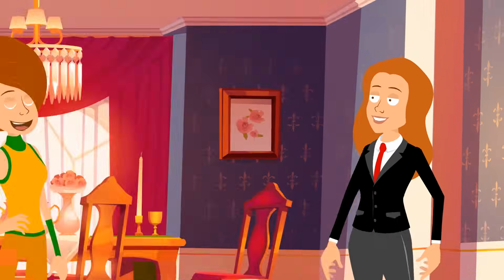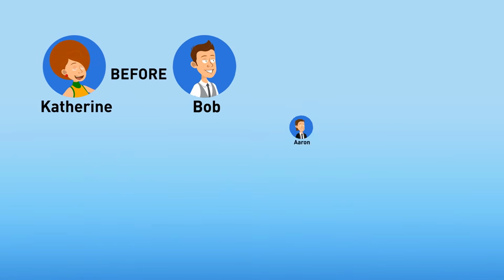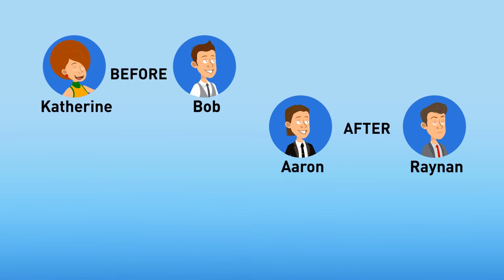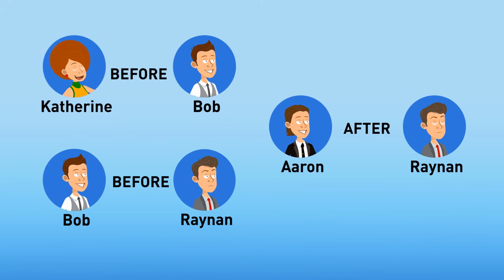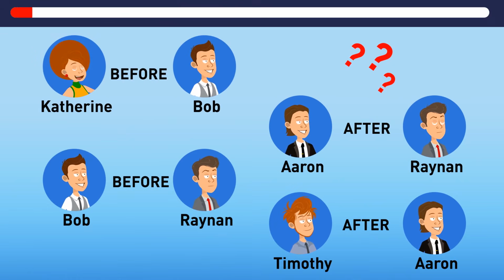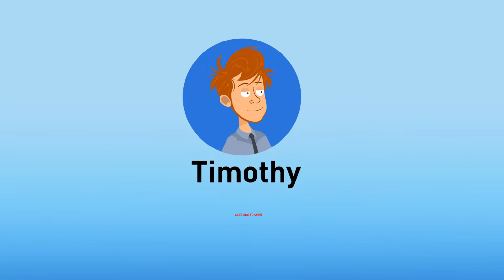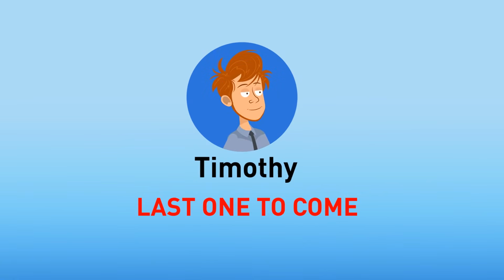Melissa met her guests who came to her birthday party. Catherine came before Bob, Aaron after Raynon. Bob arrived before Raynon, and Timothy came after Aaron. So, which guest arrived last? Timothy was the last one to come.